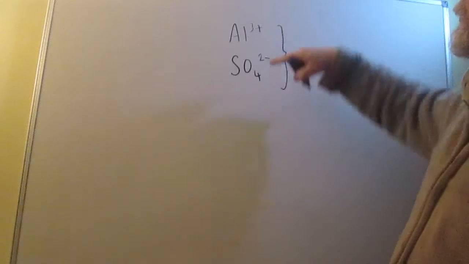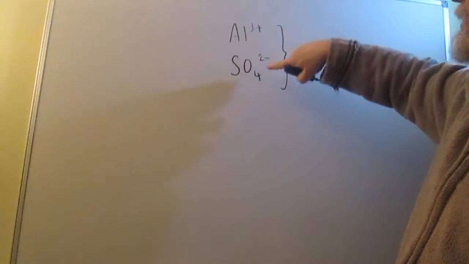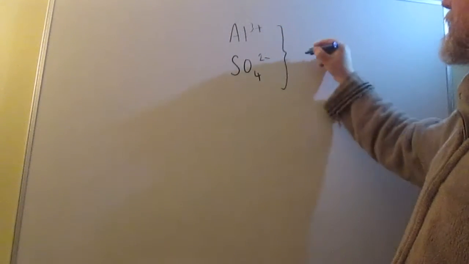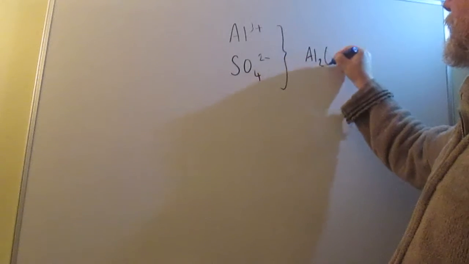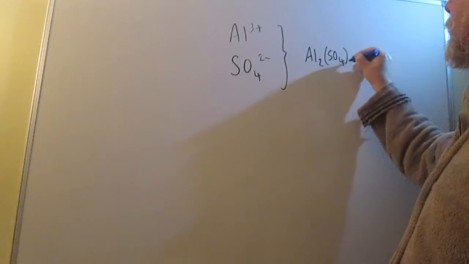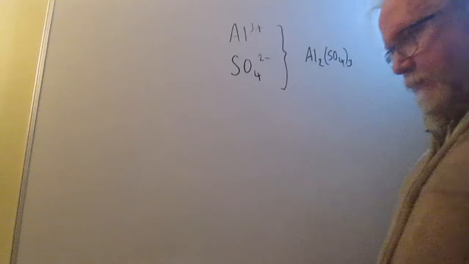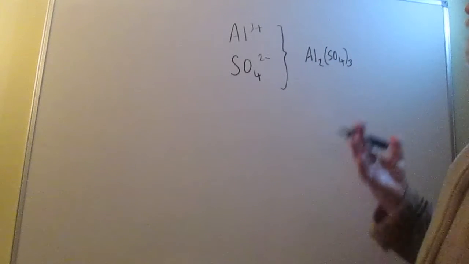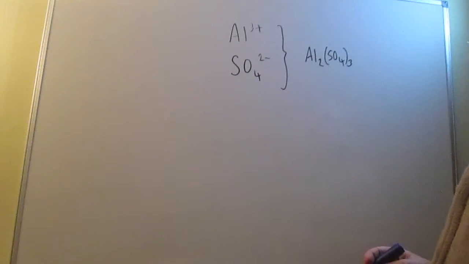To make that work out, we're going to need 2 of those to give you 6 plus, 3 of those to give you 6 minus. So it will be Al2(SO4)3 is the formula. So then it's asking us about what happens if we have 10 moles of that.